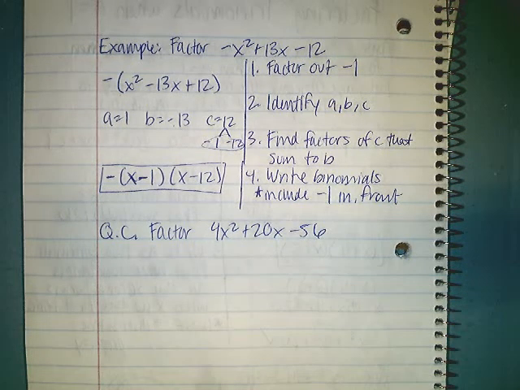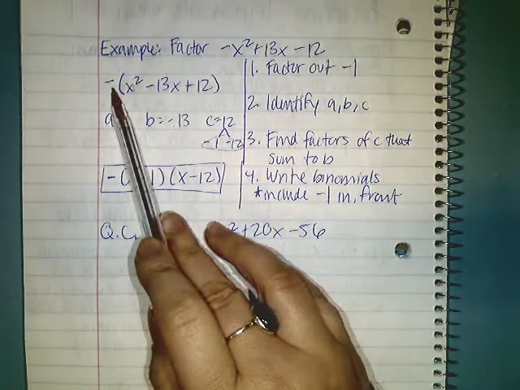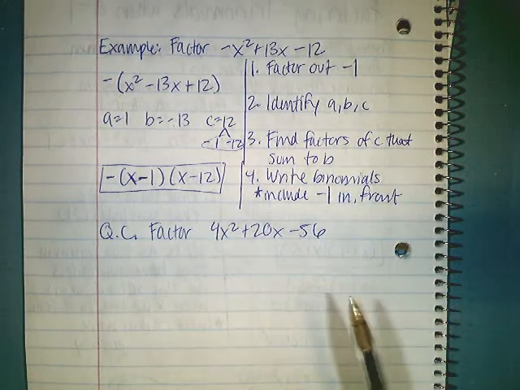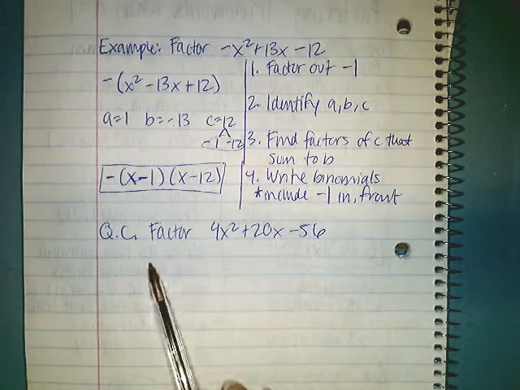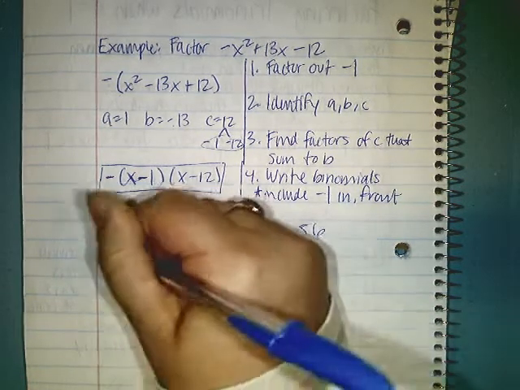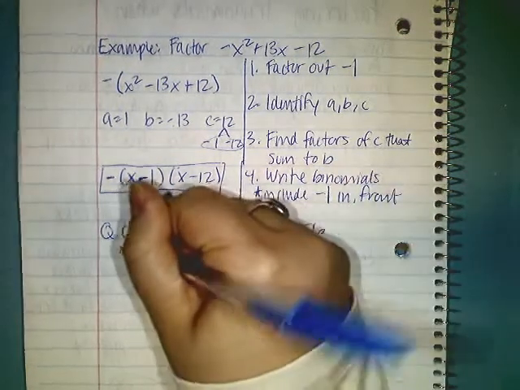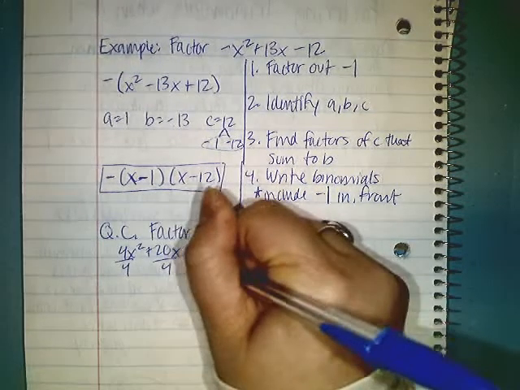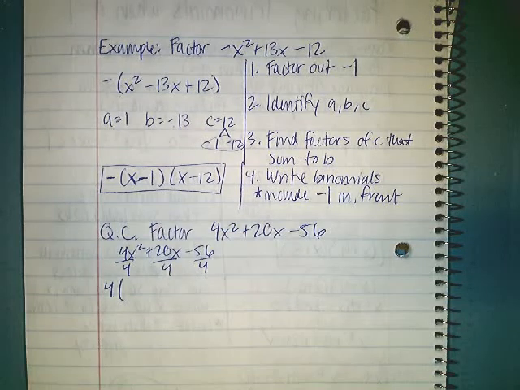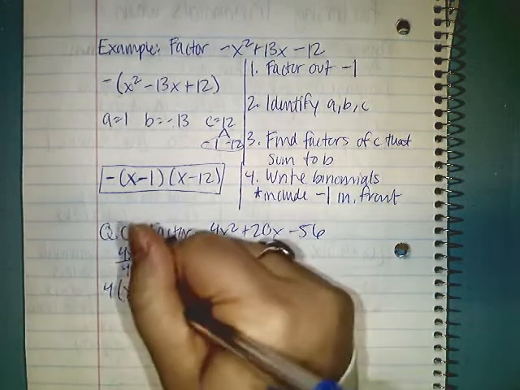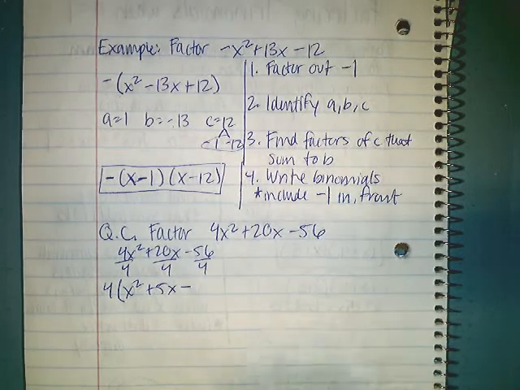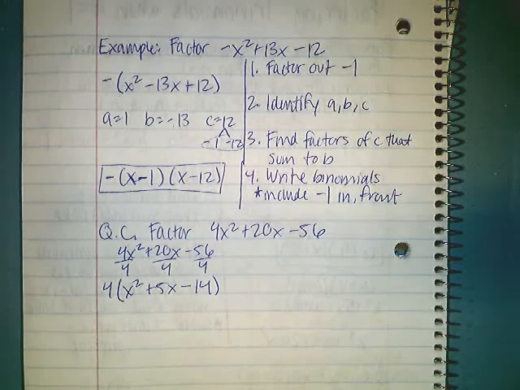I'll go over it. So again, just like we factored out the -1 here, I see that A, B, and C are all divisible by 4. So just like we practiced in our last lesson, I'm going to factor out my GCF of 4 to start. So just so you can visually see what I'm doing, 4x squared plus 20x minus 56. I'm going to divide each term by 4 from the outset. So I have 4, and then what's left in parentheses is x squared plus 5x minus 14. So -56 divided by 4 is -14.